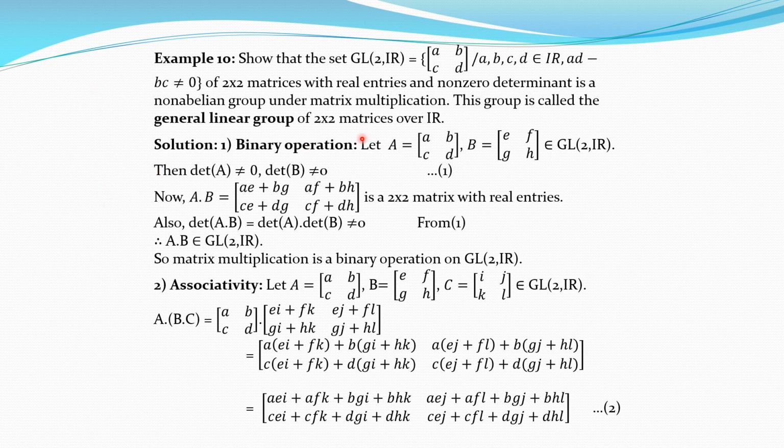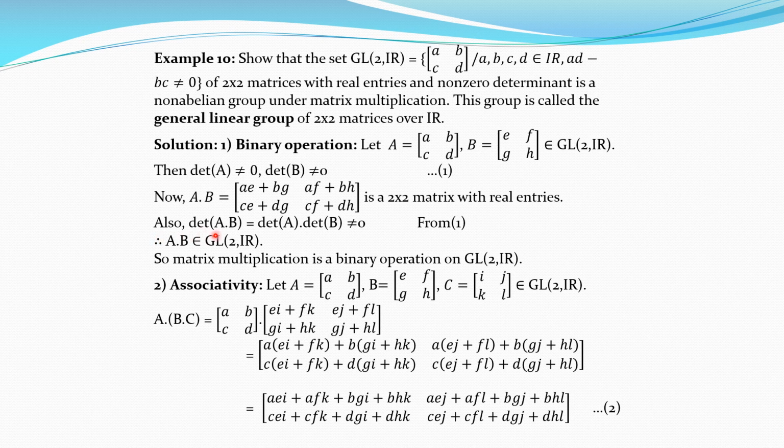Now consider first A multiplied by B. By matrix multiplication we get this as a 2 by 2 matrix. And as all are real numbers, their multiplication and addition is again a real number. So A into B is a 2 by 2 matrix with real entries. Now the only thing remaining is that the determinant of A into B must be non-zero.